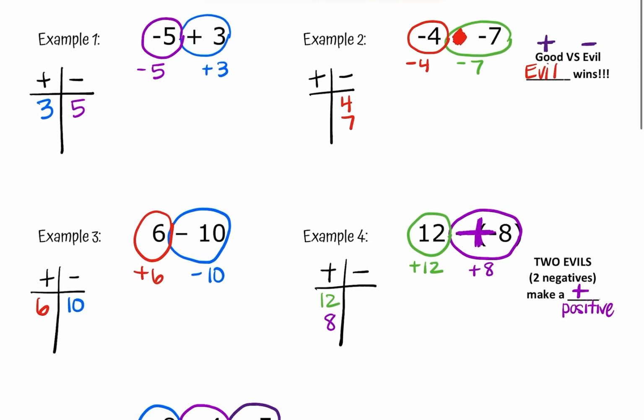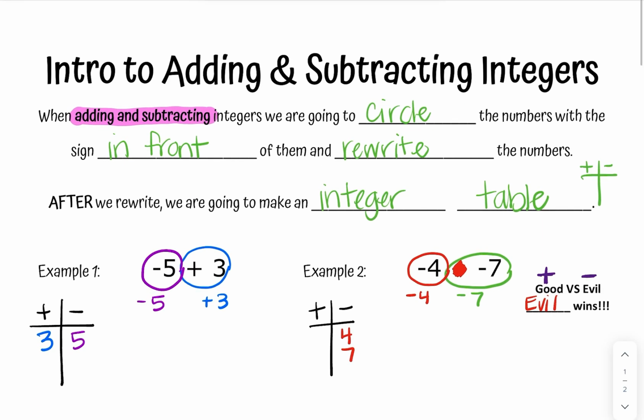And if you have 2 evils, which again is just going to be 2 negatives in the same circle, then they are going to get together and become besties and become a positive sign. All right, and that is your integer intro lesson.